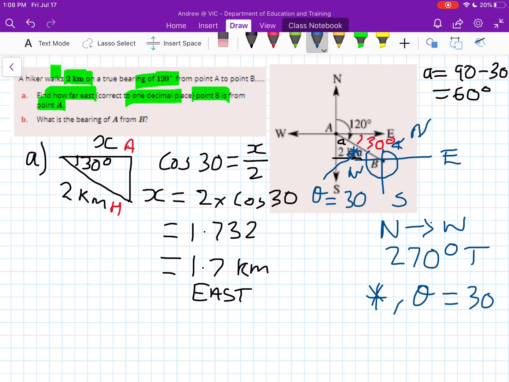So how we actually work it out is we just do 270 from north to west plus 30. So here, A from B is 270 plus 30, which is 300 degrees true. So this is how you can work it out. There's a couple of different ways. You can use alternate angles, or you can use triangles to work it out.